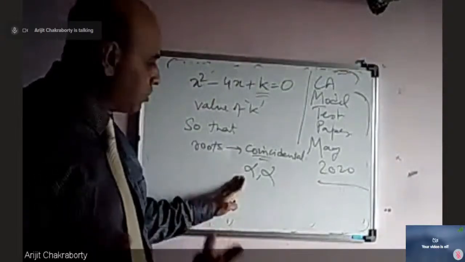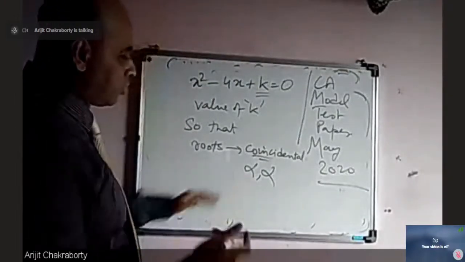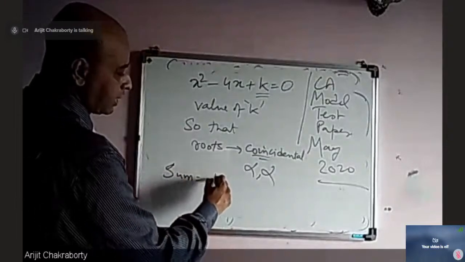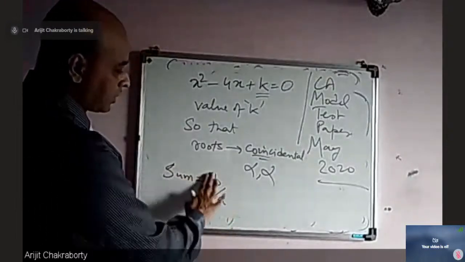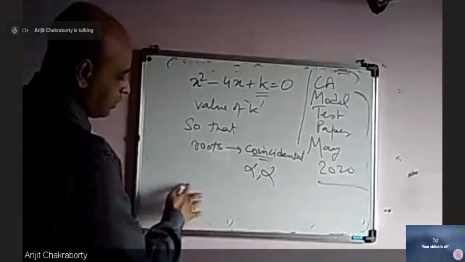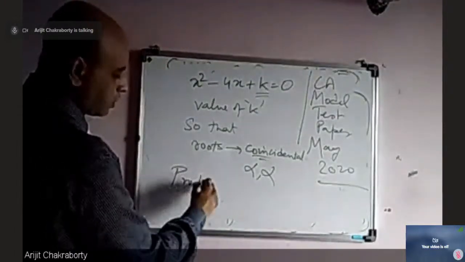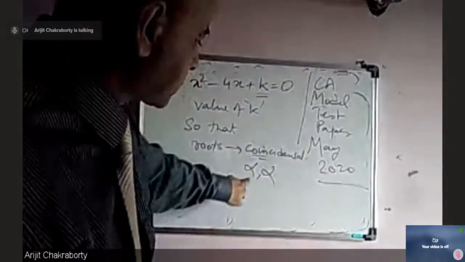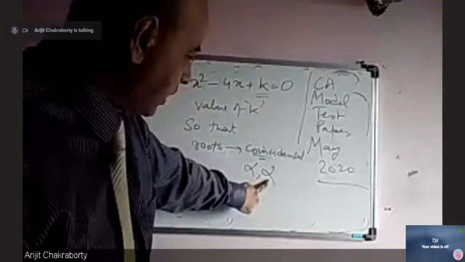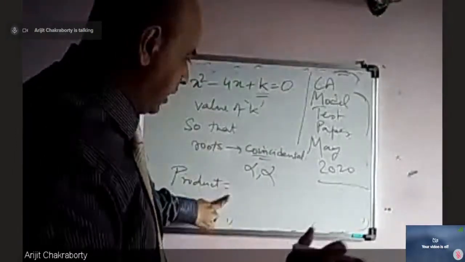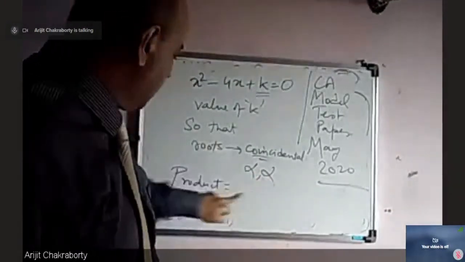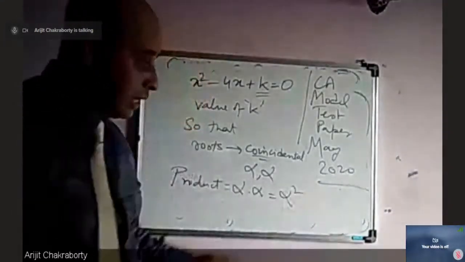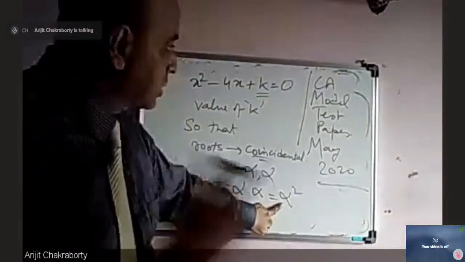What is the value of alpha? We know that the sum of the roots is equal to minus b by a. Or rather, the product of the roots, alpha beta, in this case alpha alpha, right? Product of the roots is equal to c by a. Here the roots are alpha and alpha, so the product is alpha multiplied by alpha, that is alpha square. This is equal to c by a.